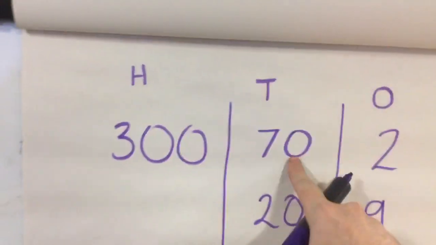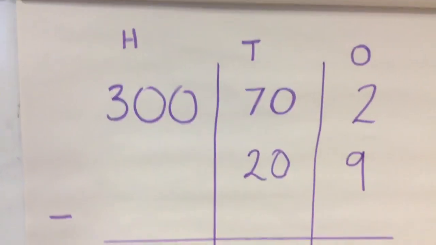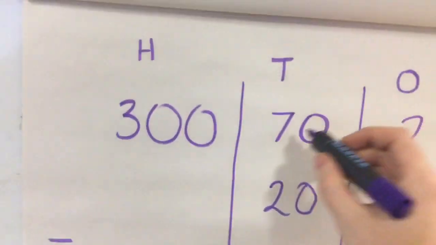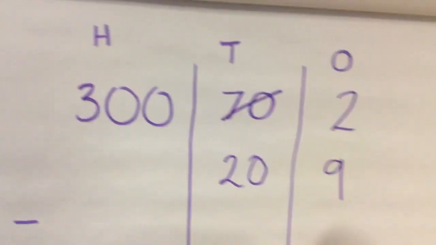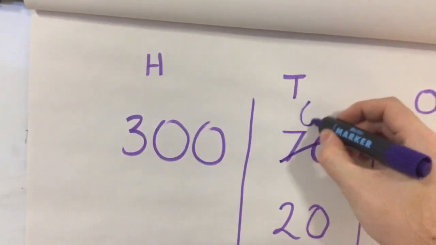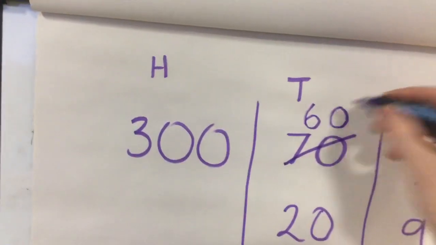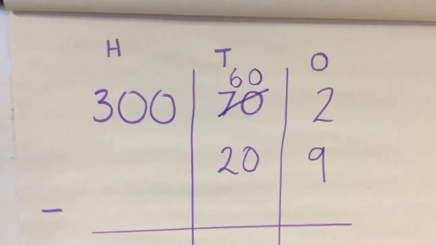So at the minute I've got 70. I'm going to take one of those 10s away. So I'm going to cross out my 70. And I'm going to turn that into a 60 because what I'm doing is I'm exchanging a 10. So instead of 7 tens, I've now got 6 tens, which is 60.